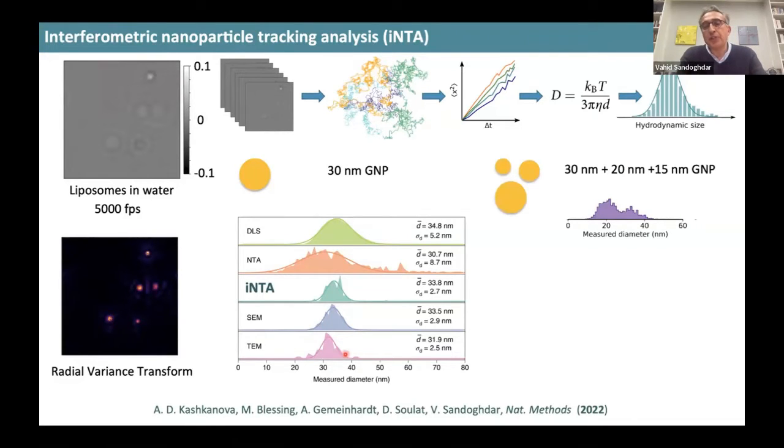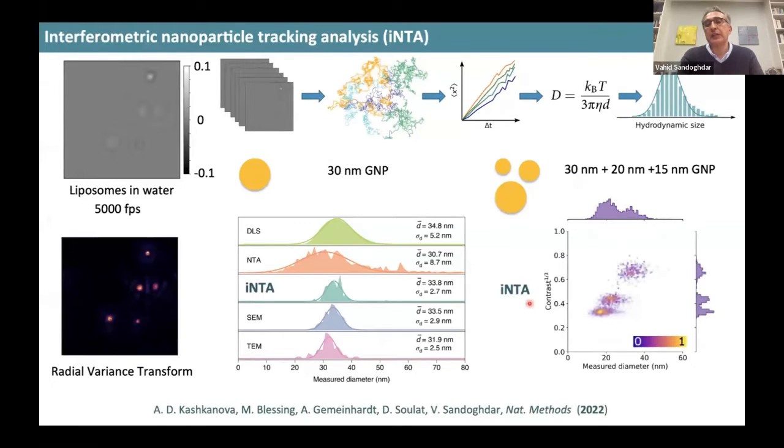So we've benchmarked this in this paper that was published last year in Nature Methods, where we presented the method for the first time. We've gone through a few different case studies. One of them is a mixture of 30 nanometer, 20 nanometer, and 15 nanometer gold particles. These are, first of all, particles that are usually smaller than what NTA would be comfortable with detecting. But on top of that, now you have a mixture, so you want to distinguish them. And in INTA, we can do this very nicely.